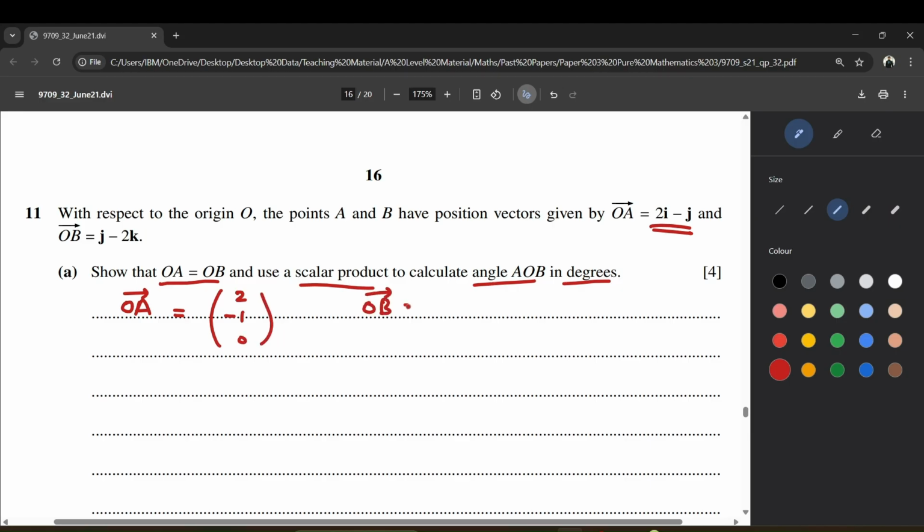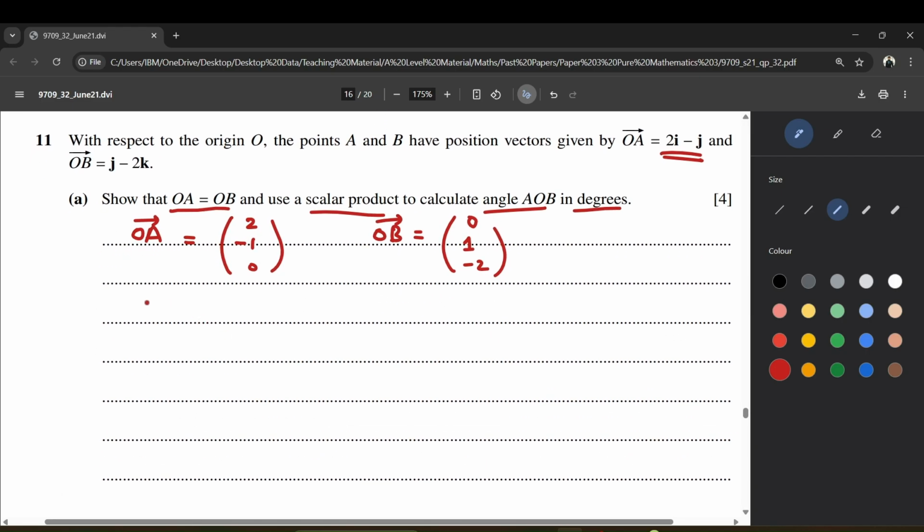and vector OB will be, now there is no i component, so that means the i component is 0. j minus 2k, that will be (0, 1, -2). Okay. All right. Now we need to use a scalar product. Oh, sorry. First, we need to prove that the lengths of OA and OB are equal. So we can calculate the magnitude of OA. That will be the square root of 2 squared plus (-1) squared plus 0. So 2 squared is 4 and 1 squared is 1. So 4 plus 1 is 5. So root 5 is the answer.